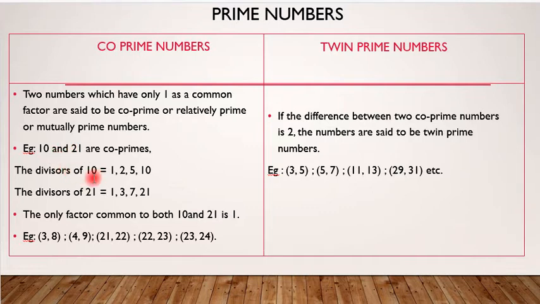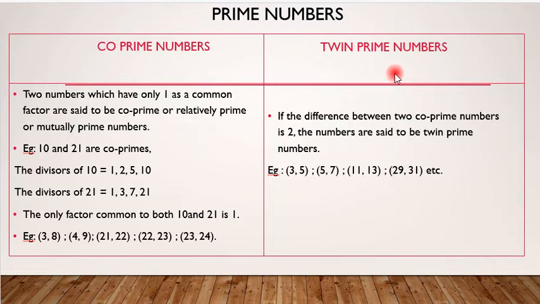The divisors of 10 are 1, 2, 5 and 10. Similarly, the divisors of 21 are 1, 3, 7 and 21. Now, amongst these divisors of both the numbers 10 and 21, the only common factor for both is just one number, and that is number 1. So 1 is the only common factor amongst the divisors of both the numbers 10 and 21. That is why it is said to be a pair of co-prime numbers. Other examples of co-prime numbers are 3 and 8, 4 and 9, 21 and 22, 22 and 23, 23 and 24 and so on. So these are all co-prime numbers.